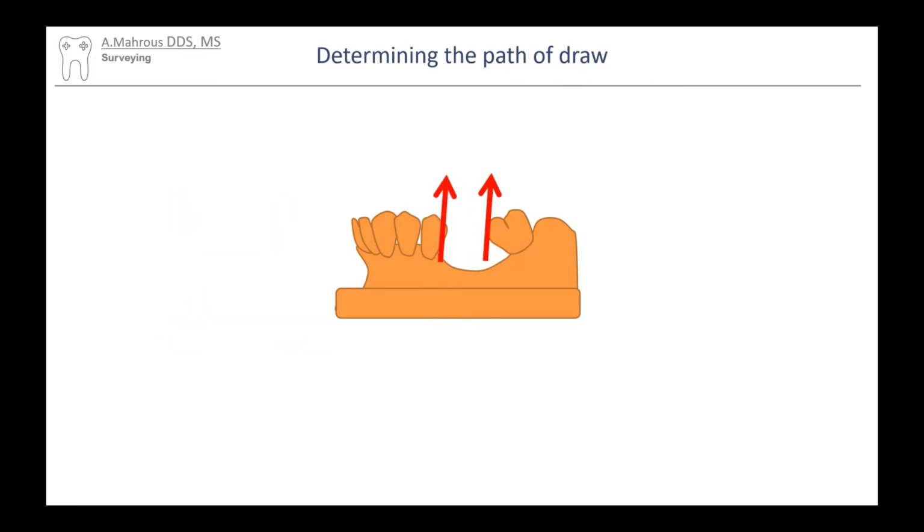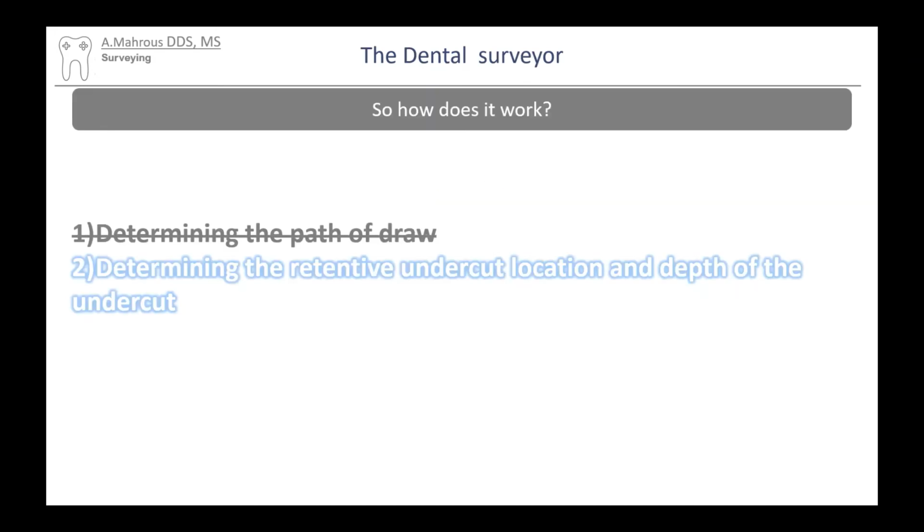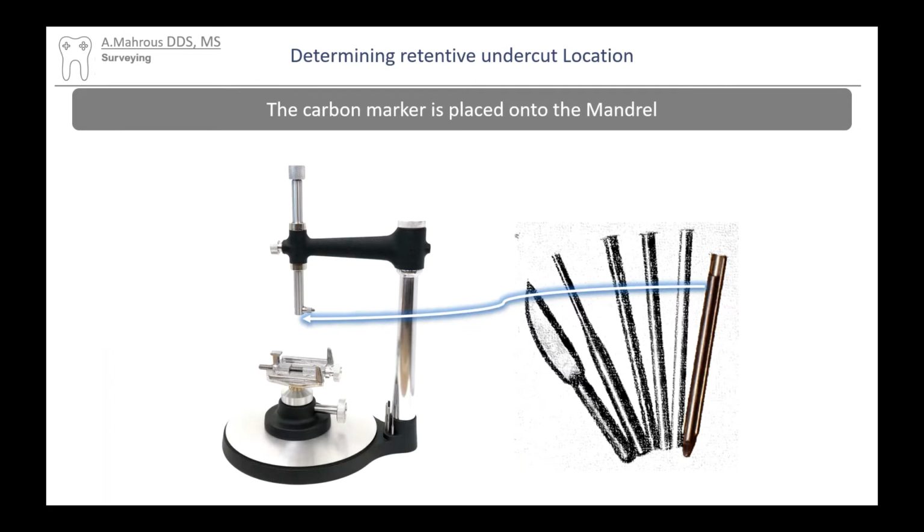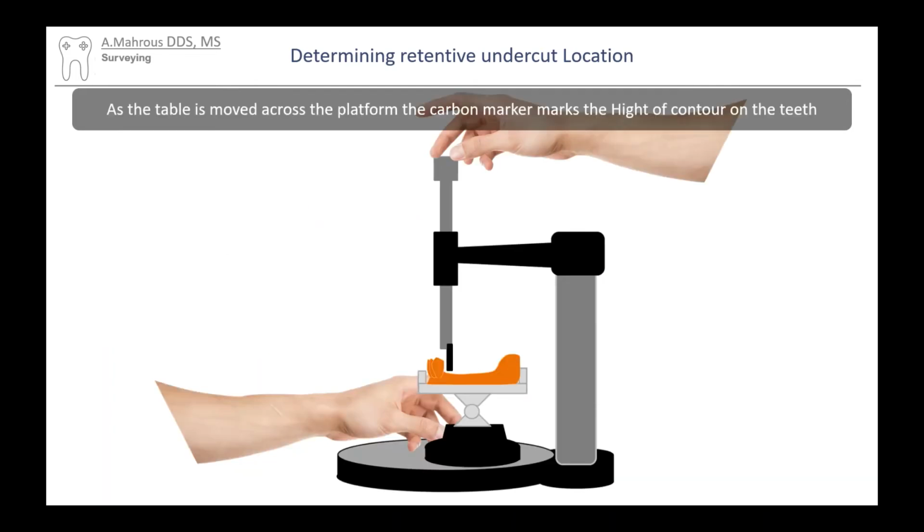The best way to approach this is to divide tooth preparation between both teeth, thus avoiding excessive damage of a single tooth. So, we're done with determining the path of draw. Now let's move on to determining the retentive undercut location and depth of the undercut. For this, we'll go ahead and use the lead marker and the metal shield. We'll place those on the mandrel, and we'll go through the process of what we call drawing the survey line.